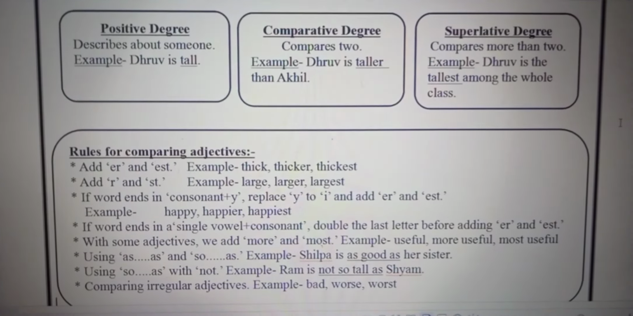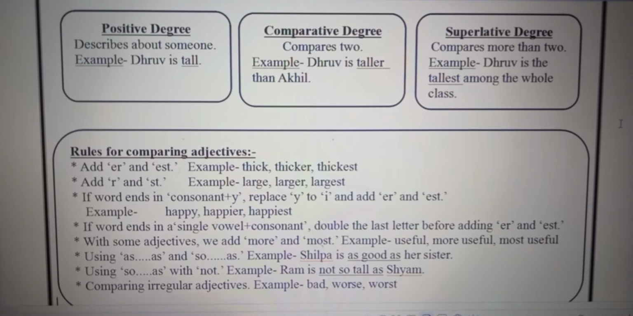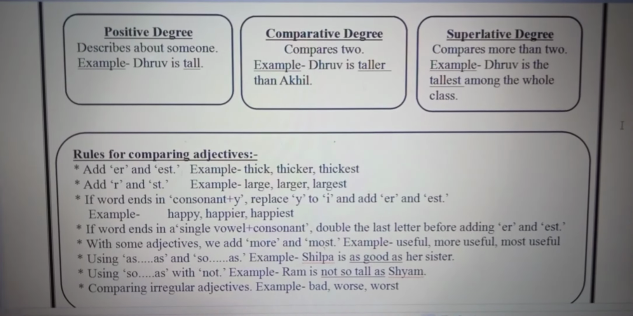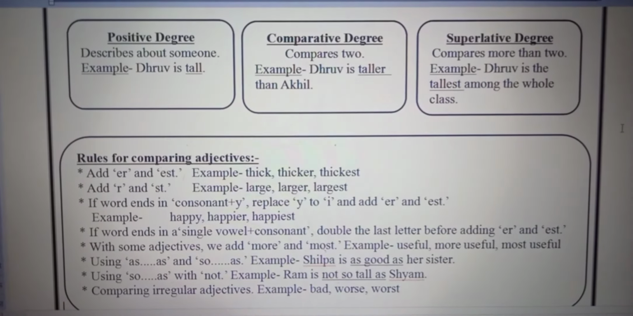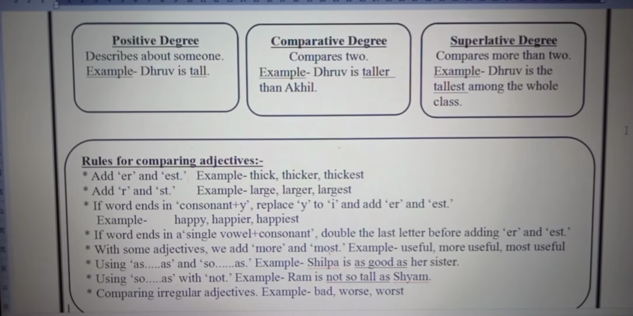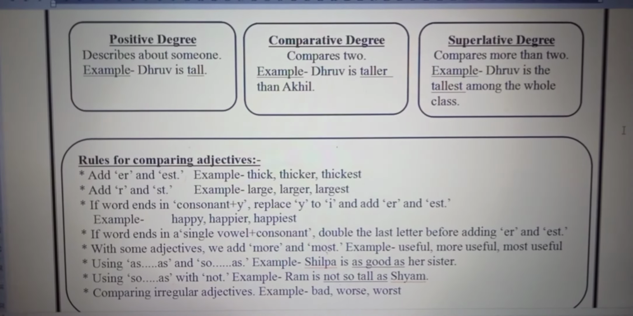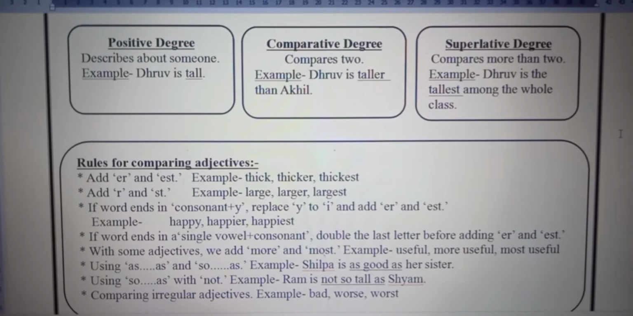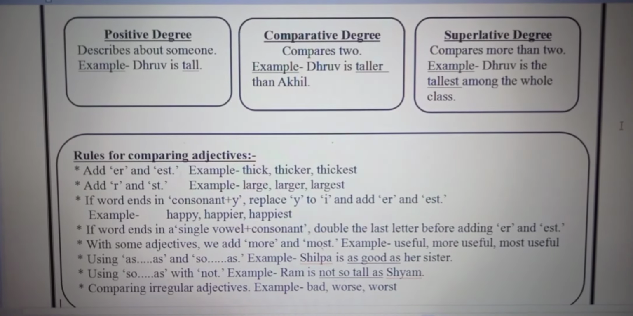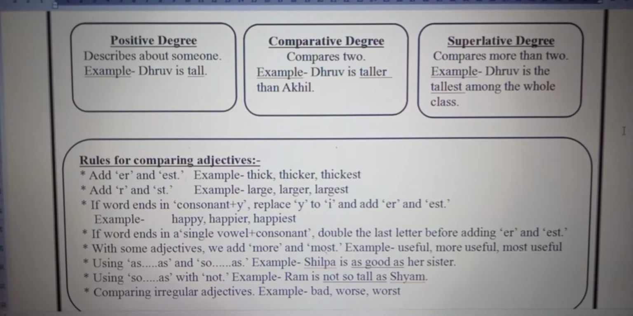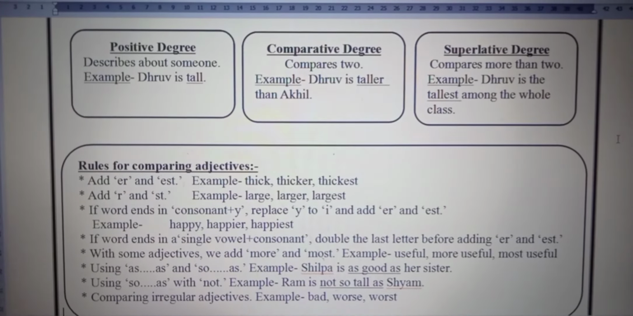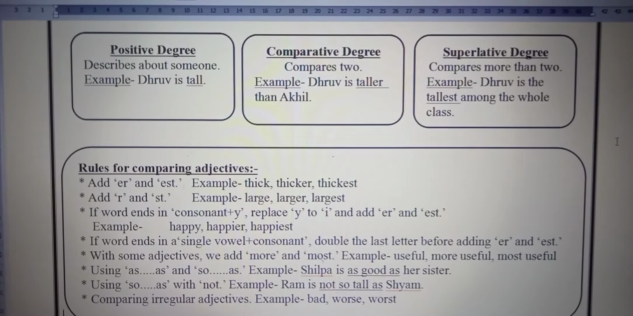Now the next rule says that we use as before the adjective and after the adjective, and when we are making the sentence negative we use not so and as. Example, Shilpa is as good as her sister. So here we have used as before the adjective good and after the adjective good. And if we have to use so and as, then Shilpa is not so good as her sister. Now the next rule says that we use so as, which I have already described. Example, Ram is not so tall as Sham.